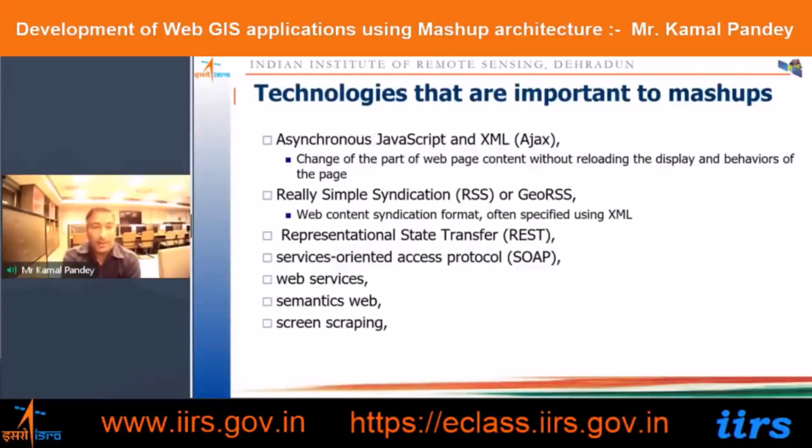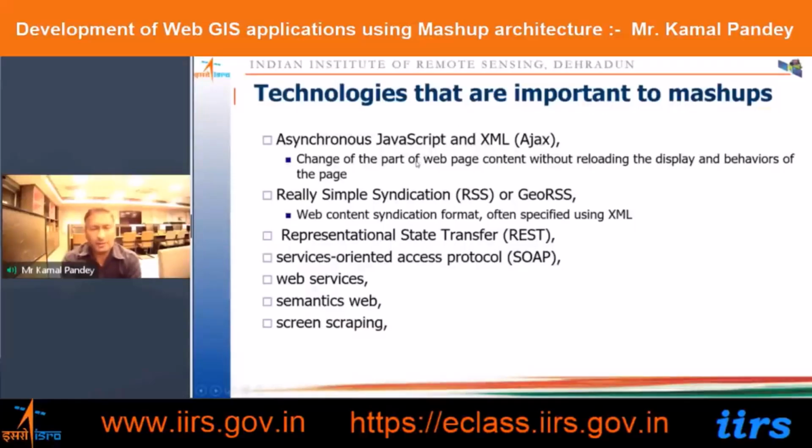Okay, web map APIs. Those were the building blocks of a Mashup application. Whereas the technologies that are important for the creation of a Mashup application, what are those things? The first one you should be aware of is Asynchronous JavaScript and XML, AJAX. This is one particular technology that you should be aware of in order to create a Mashup architecture or a Mashup application.